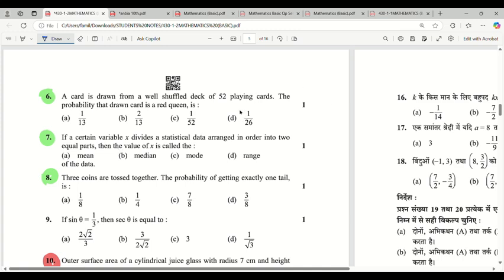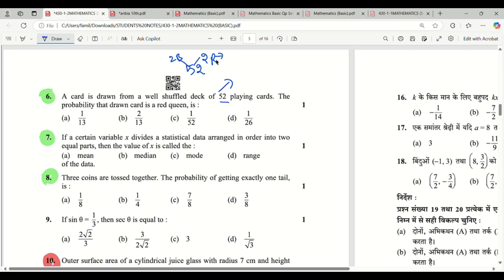Now, cards are well shuffled. Okay, a deck of cards, we know that it will be 52 cards. What will be the probability of getting a red queen? See, how many out of the 52 cards will be red queens? There are 2 black and 2 red queens. We just want to know how many red queens we have. Definitely we'll have 2 red queens, right?